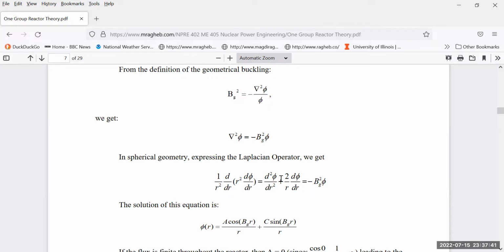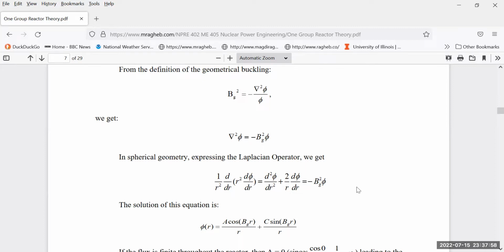Either form is equivalent, the same. Just apply the chain rule of differentiation here, d by dr: the first term by the derivative of the second, plus the second term by the derivative of the first. You get that form here. We are going to stay with that form, and that is equal to minus B squared phi.